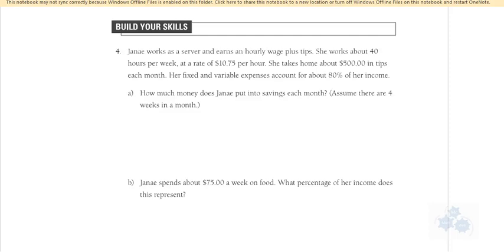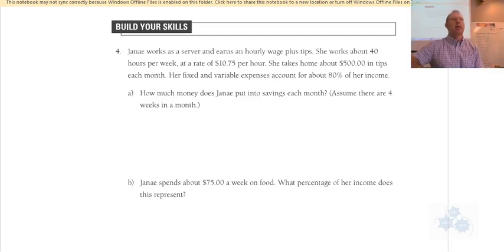Okay, so as we continue on 7.2 making budgets, let's take a look at number 4 together. Janae works as a server and earns an hourly wage plus tips.